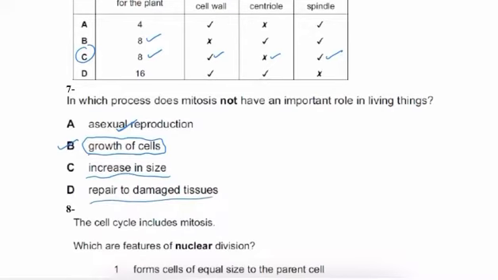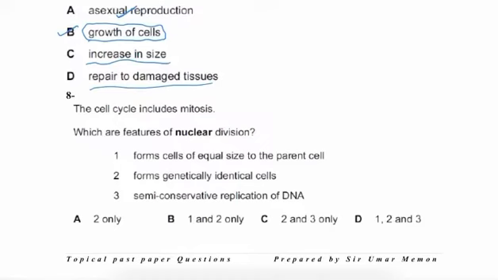Repair to the damaged tissues, it is true also, because when the tissues are damaged, the cells inside the tissues die, and to replace those cells, mitosis should occur. Let's move towards question number 8. The cell cycle includes mitosis. What are the features of the nuclear division?